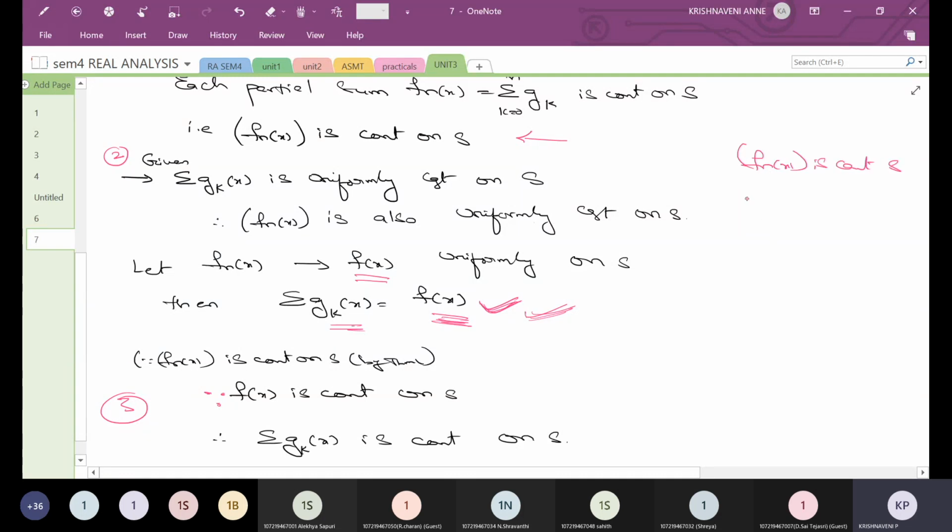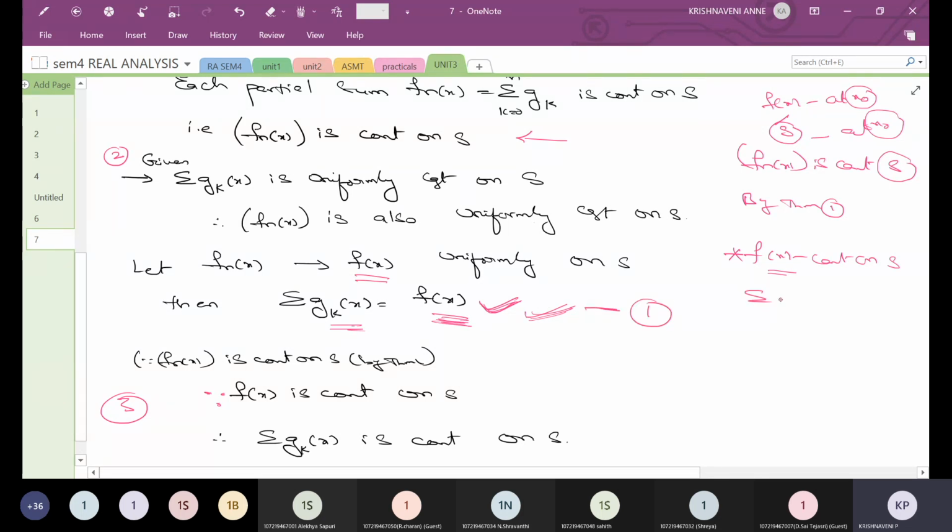Okay, now by theorem 1, fn of x is continuous at x naught means f of x is also continuous at x naught. So whatever value of x equal to x naught you are taking, it is continuous. So when fn of x is continuous on any interval, f is also continuous on that particular interval by theorem 1. So I'm using theorem 1 and I'm writing that f of x is continuous on S. Is the sentence clear? How did I get this one?